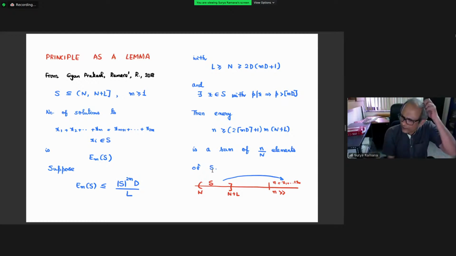So what I'm telling you is that this is a condition based on an upper bound for the additive energy, the m-fold additive energy. So if you get an appropriately shaped upper bound for the m-fold additive energy, you can just plug this lemma in and conclude that every large enough integer can be written as a sum of elements of this set S. Now it's a question of bounding the number of summands, which you can easily control by limiting the size of this integer.